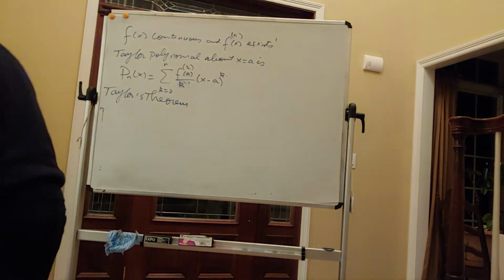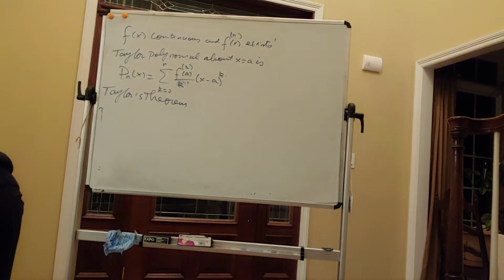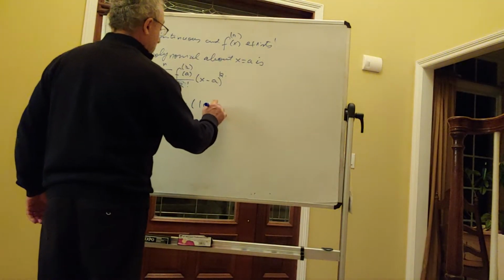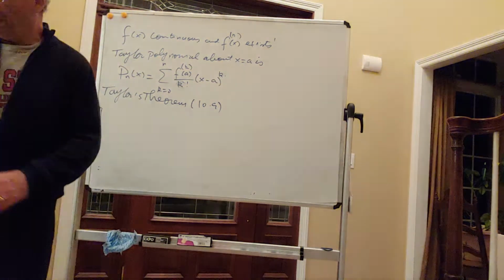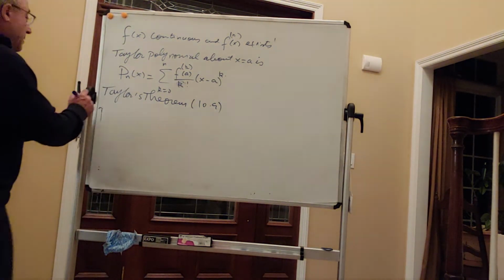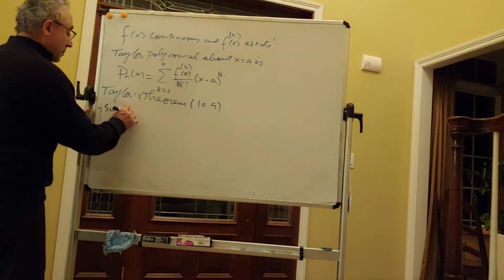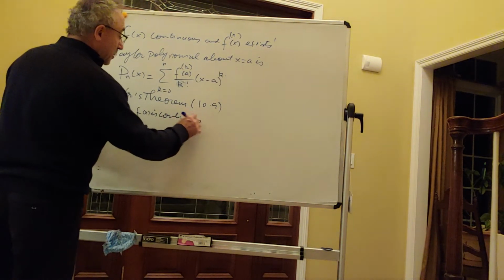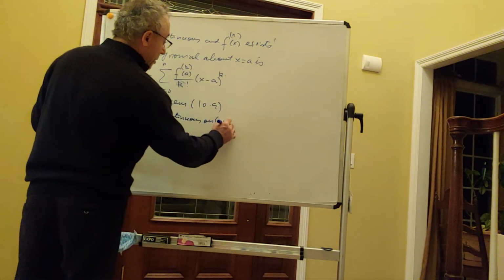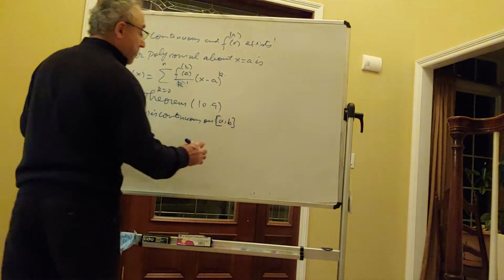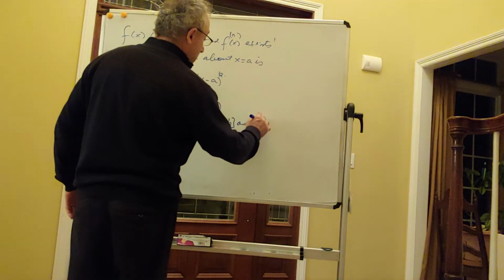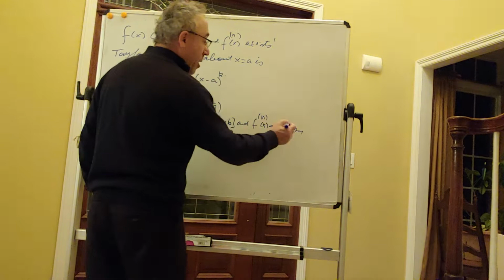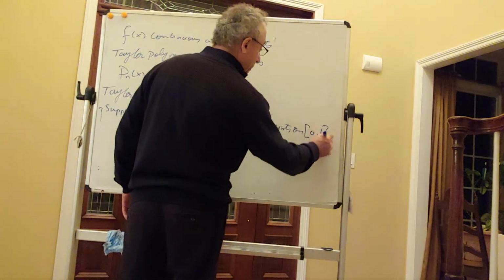This is a section now. This is section 10.9. Okay? All right, it says, suppose f of x is continuous on [a, b] and f^(n)(x) exists, every one of them, on a closed interval [a, b].